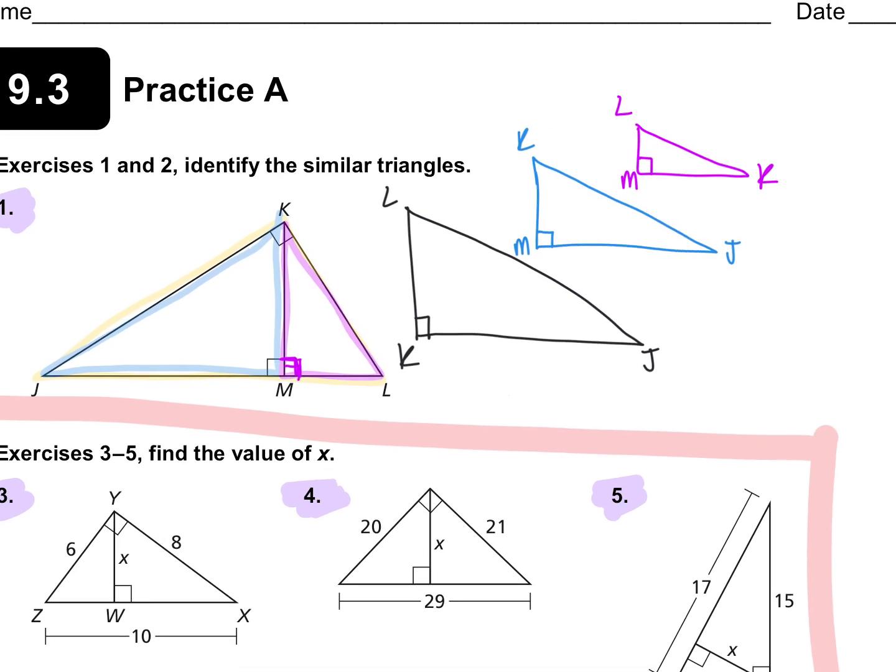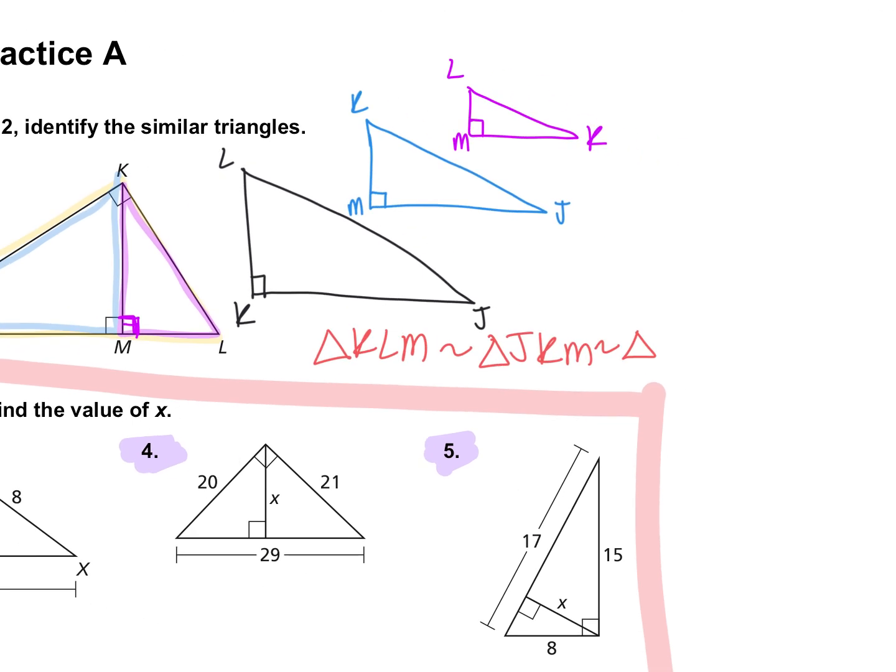So now I can write what triangles are similar. So, similarity statement. Triangle, I'll go from smallest to largest. KLM is similar to triangle JKM, which is similar to triangle JLK.